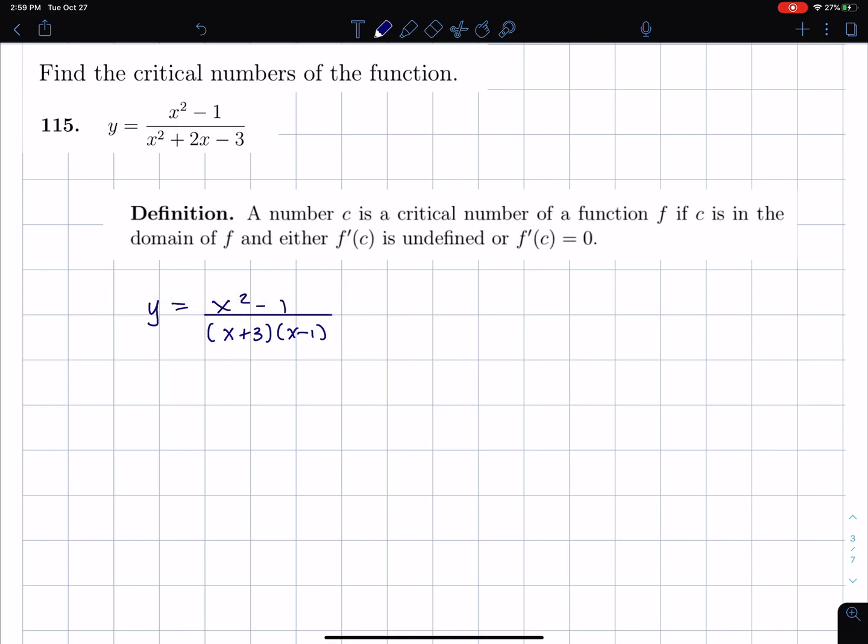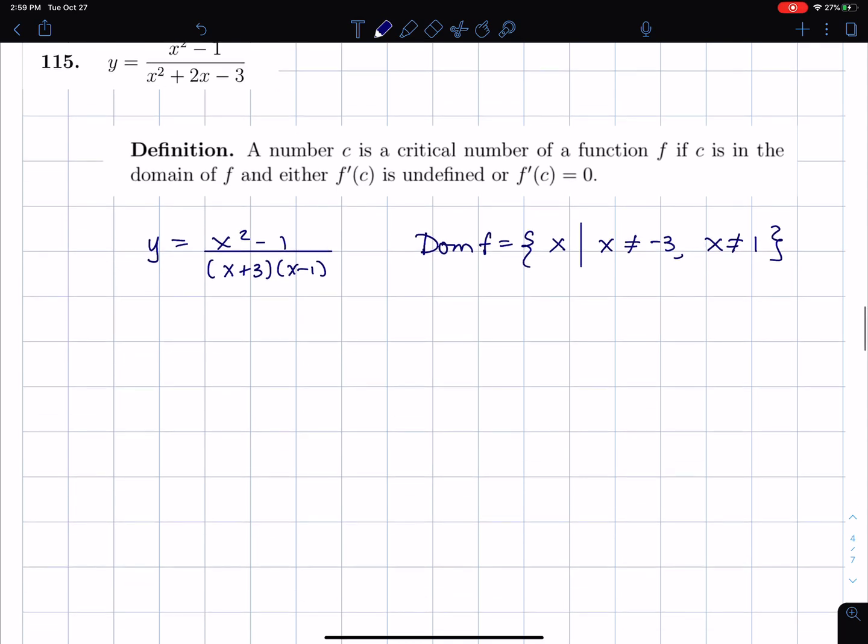But the domain, I think we can see once I factor the denominator, is all x such that x is not equal to -3 and x is not equal to 1, because 1 and -3 make the denominator equal to 0. So a critical number can be any real number, under certain restrictions given by the definition, but it flat out from the beginning cannot be -3 and it cannot be 1.